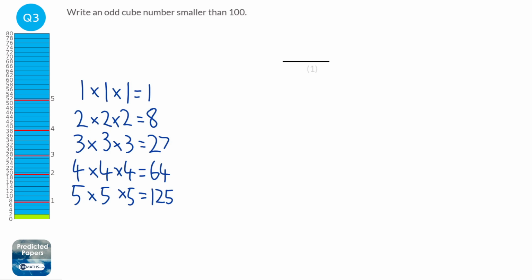And this question has asked us to find an odd cube number that is smaller than 100. So it has to be odd, so that gets rid of the 8 and the 64. And it has to be smaller than 100, so that gets rid of the 125. So I can either write down 1 as a fine answer, or 27. I'm going to go for 1.